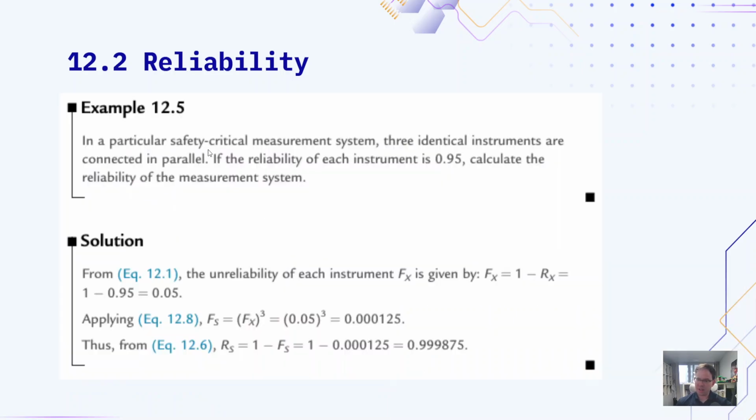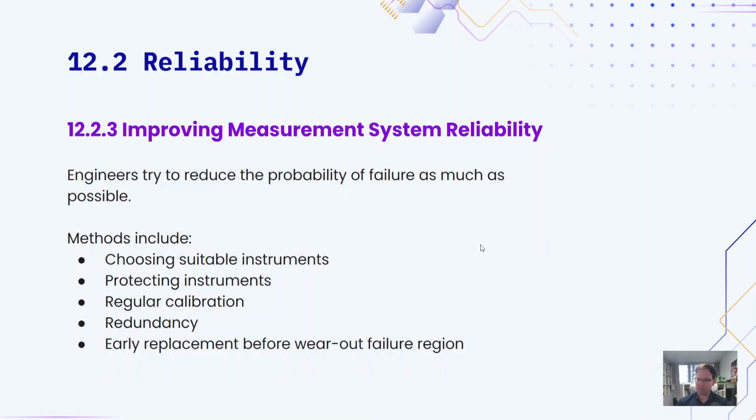So in a particular safety critical measurement system, 3 identical instruments are connected in parallel. The reliability of each is 0.95. What's the reliability of the measurement system? Actually, to find Fx, we have to take 1 minus Rx, the reliability. So the failure probability is 0.05. That's the one that you cube right here. So the overall failure of the system would be 0.000125, and then the reliability of that system would be 0.9999, so 99.99% reliable in a parallel system, compared to 85% reliable in the previous system. Much better.